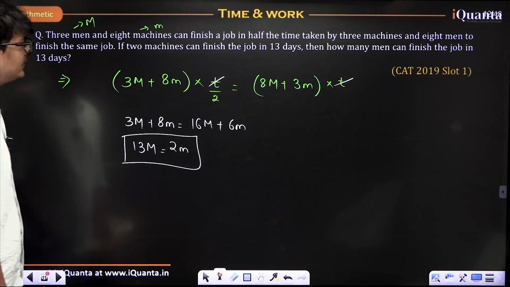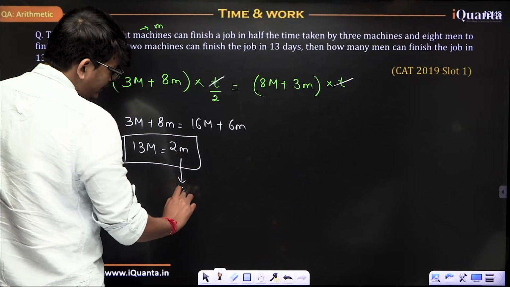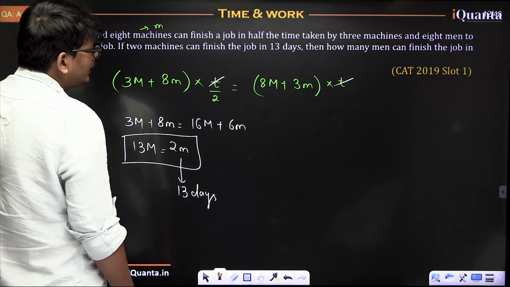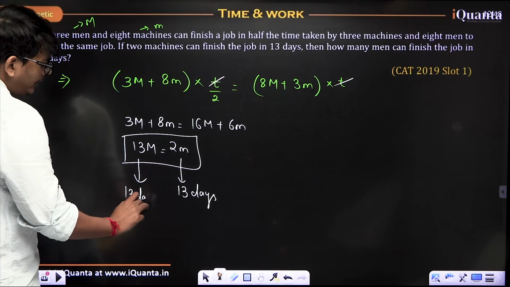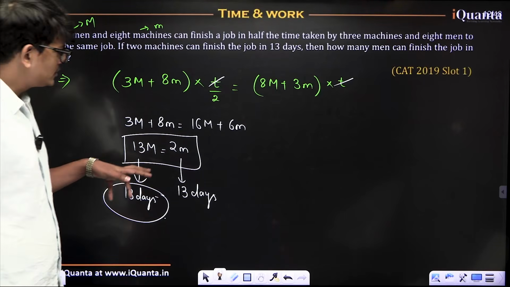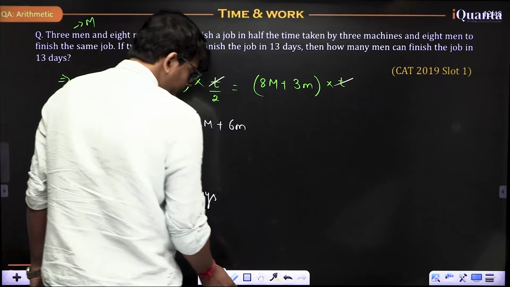Now the question says if two machines can finish the job in 13 days. If these two machines take 13 days to finish the work, then obviously these 13 men will also take 13 days to complete the work, right? Because two machines is equivalent to 13 men. Simple. Easy question.